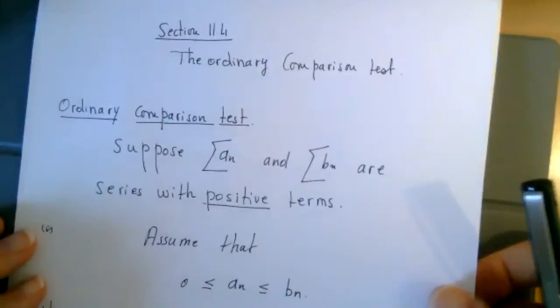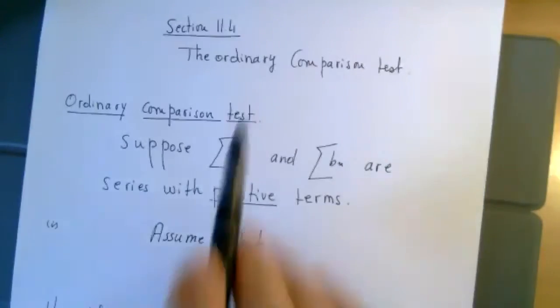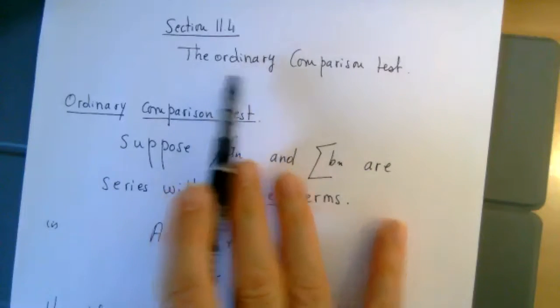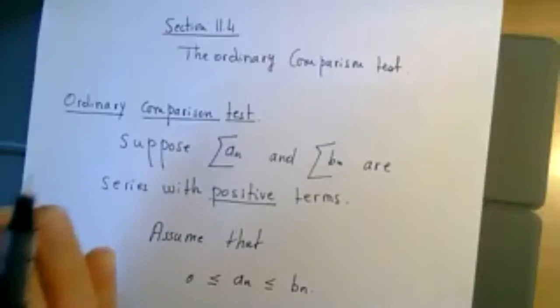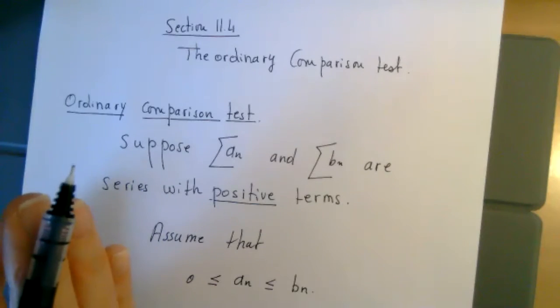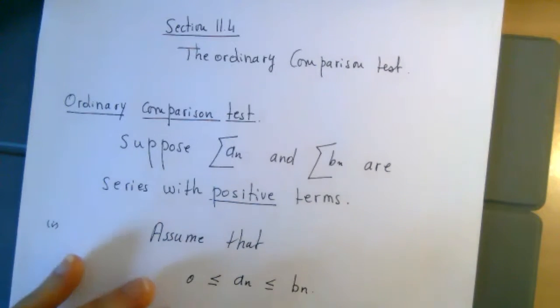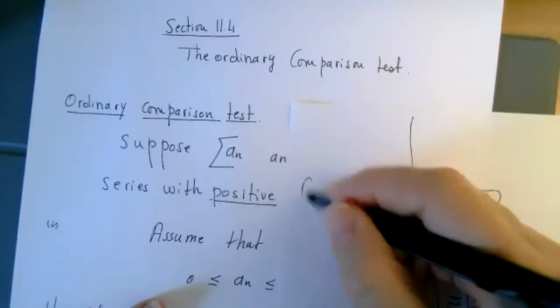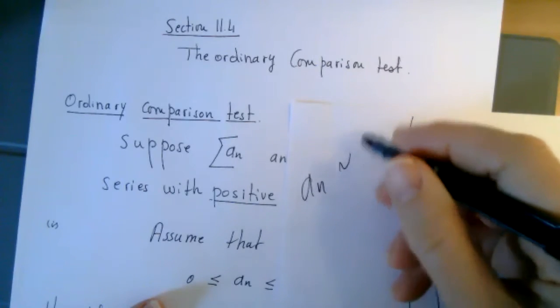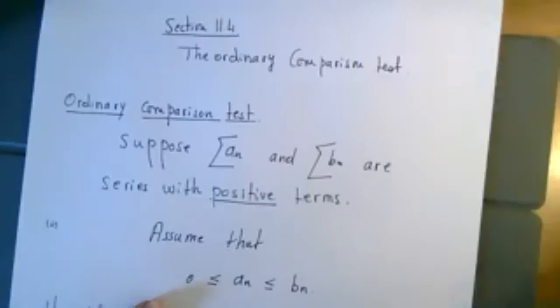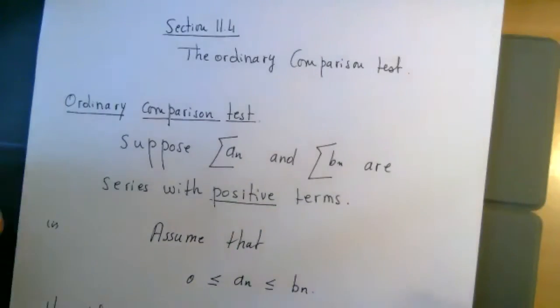But first, let me state the ordinary comparison test, and then give you an example of how it works. So, section 11.4. The ordinary comparison test. The first test we saw is what's called the limit comparison. It means we compare my series to another one. Now, the ordinary comparison is slightly different. It tells me the following.